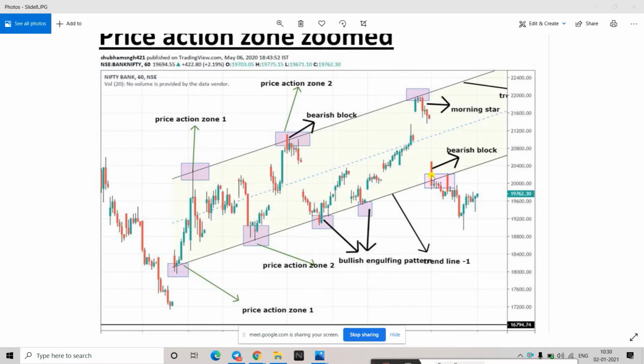Here we will be on the sell side, and here we have a signal for a buy entry. Here, if you could see again, there is a bearish block. So that is also a bearish pattern. So we are on the sell side, and this is a star pattern which is formed.